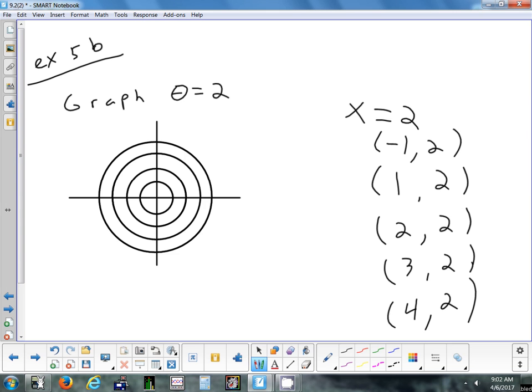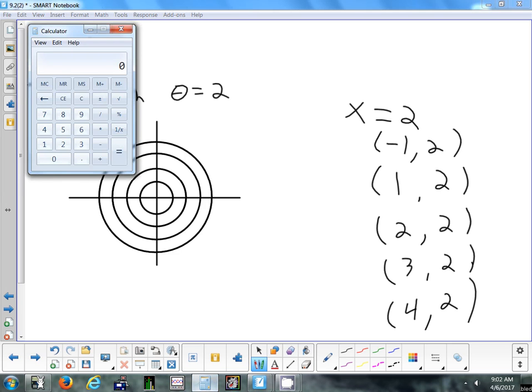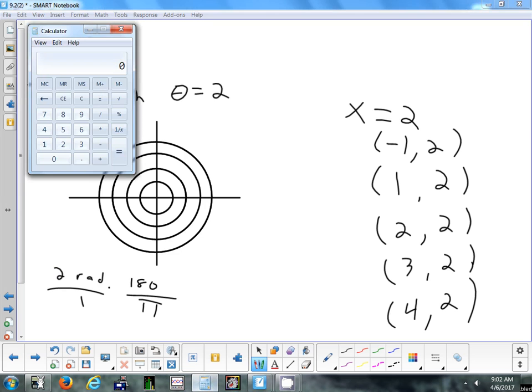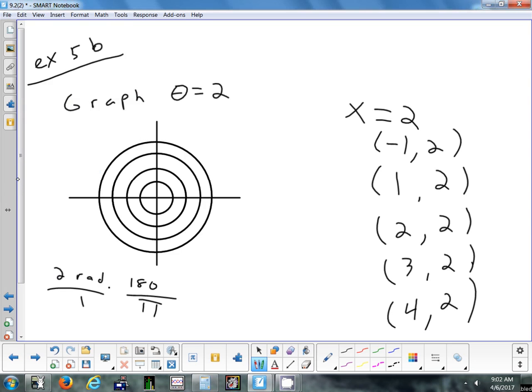So 2 radians, let me see how many degrees that is, just to get an idea of where I should be on the graph. I'm going to multiply by 180 and divide by pi. So it's 360 divided by pi. It's about 114 degrees. So if this is 90, it's a little past that.